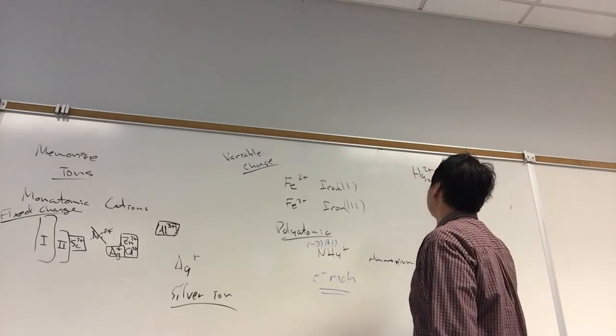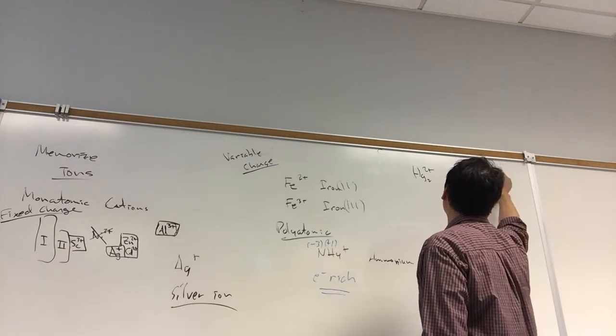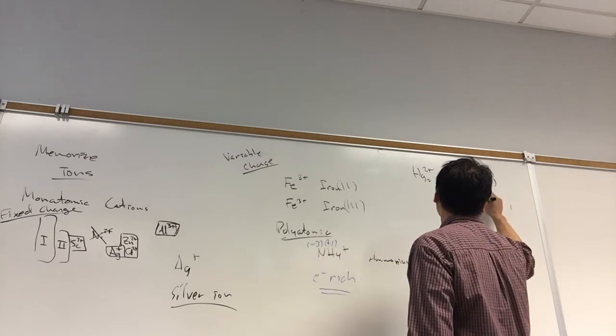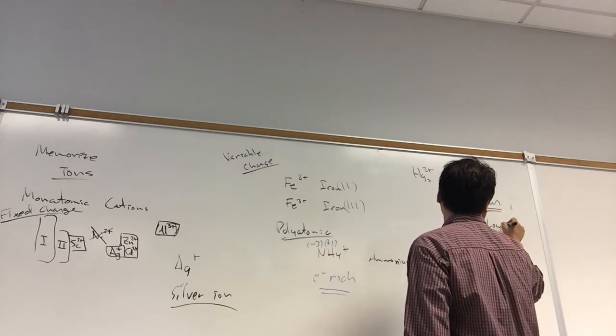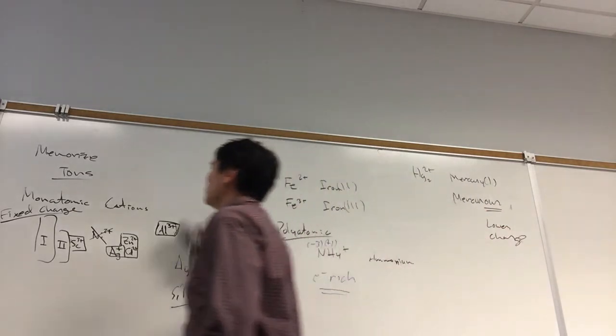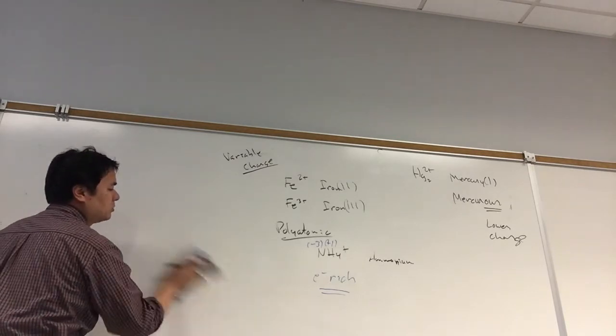Hg2 2+, what's this called? That's mercury(I). Mercury(I), or sometimes in old literature it's called mercurous. The -ous goes to the lower charge. The -ic goes to the higher charge. Problem is when there's more than 2 charges, it doesn't quite work so well.